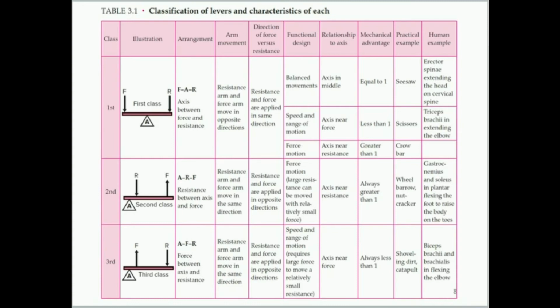Those are also an example of a first class lever. Okay? Second class, like we mentioned, the gastrocnemius and the soleus in plantar flexing and calf extension. The third class levers, excuse me, biceps brachii, brachialis, those are muscles that pretty much do similar things in flexion of the arm, or the elbow I should say.